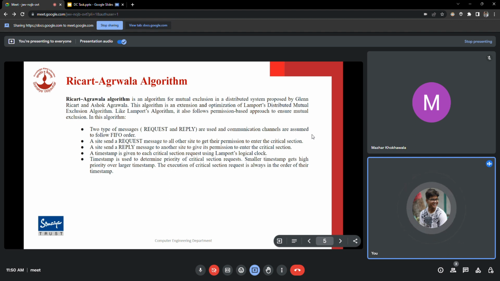So to conclude, I'll say what we have studied. We have studied what non-token based algorithms are. Basically, tokens are not involved, and timestamps play a major role in deciding the node entering the critical section. The two prominent examples of non-token based algorithms are Lamport's algorithm and Ricart-Agrawala algorithm. Lamport's has three types of messages: request, reply, and release. And the Ricart-Agrawala algorithm has two types: request and reply. Thank you.